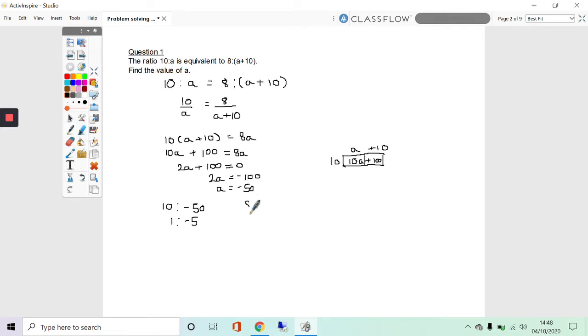And on the other side, I'm going to have 8 to minus 50 plus 10. And that will give me 8 to minus 40. And if I divide by 8, I'll get 1 to minus 5. So by checking, I can see that my two ratios are equivalent. So that value of A equals minus 50 means that 10 to A is equal to 8 to A plus 10. So I know that my answer is correct.